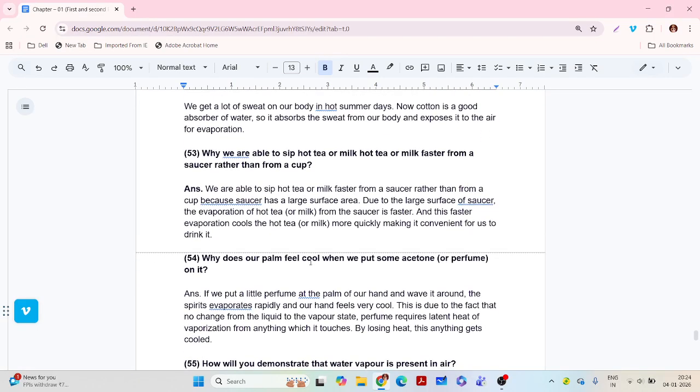Why does a palm feel cool when you put some perfume or acetone on it? Because when acetone evaporates, it absorbs latent heat of vaporization from our body or palm and evaporates. Thus, our palm feels cool.